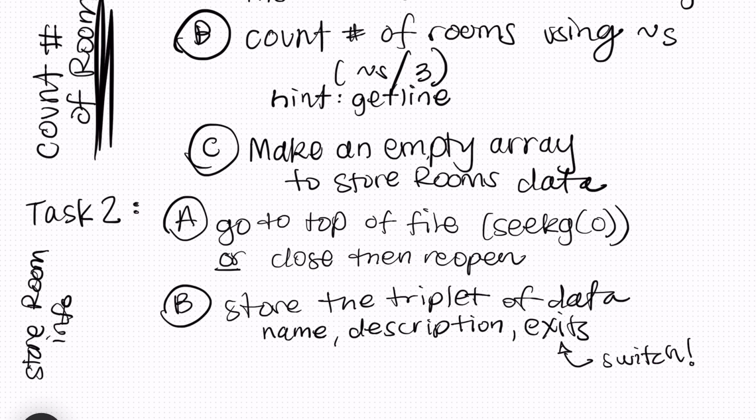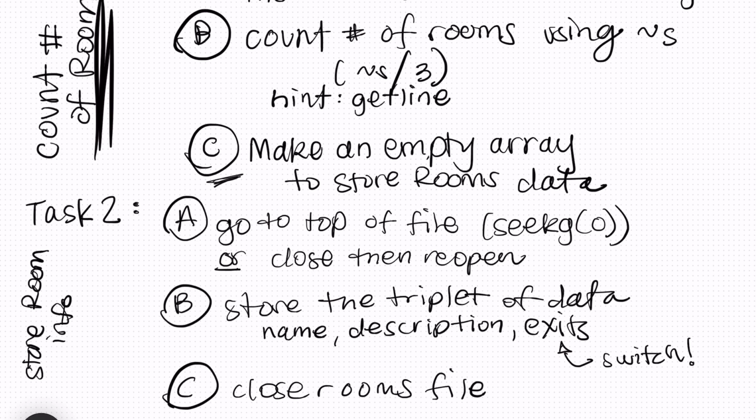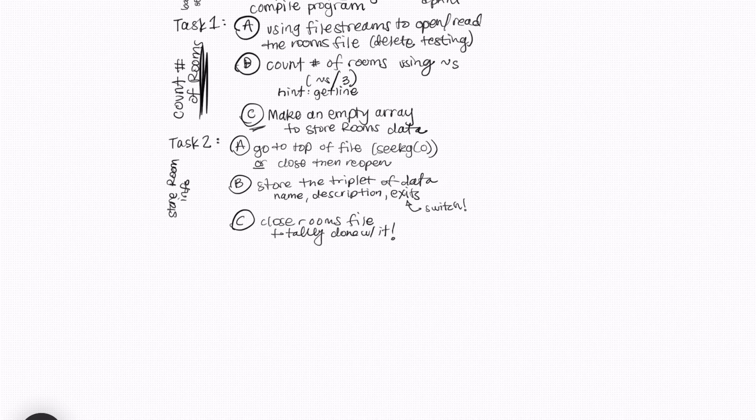So once you have all of that info stored, then you want to close the rooms file. You are totally done with it. Once you get all of the information stored in rooms in the array that you made right here, you don't need it anymore. So close rooms file. We are totally done. Last but not least, we will do task 3, which is running the program, or running the game, I should say.